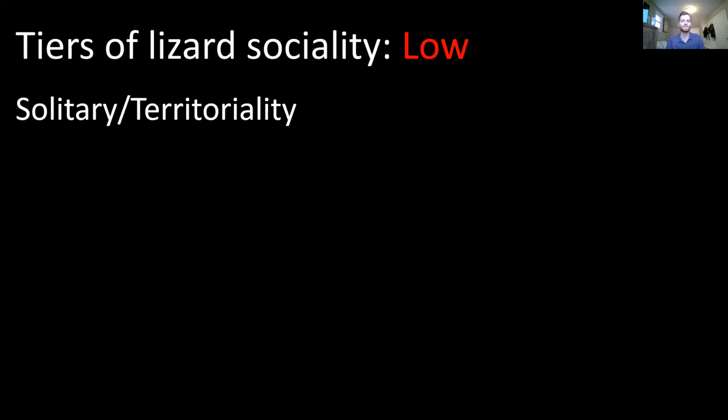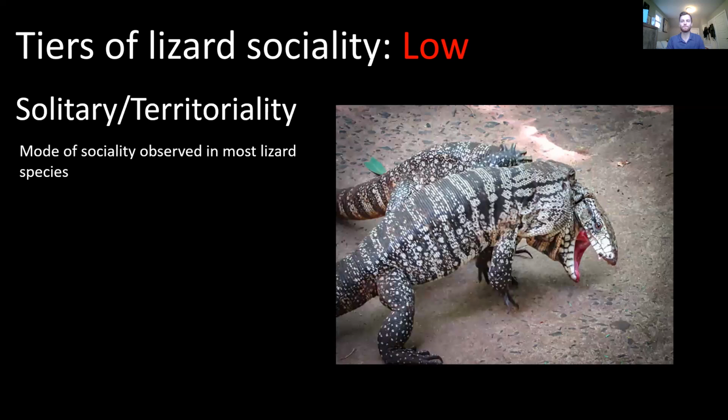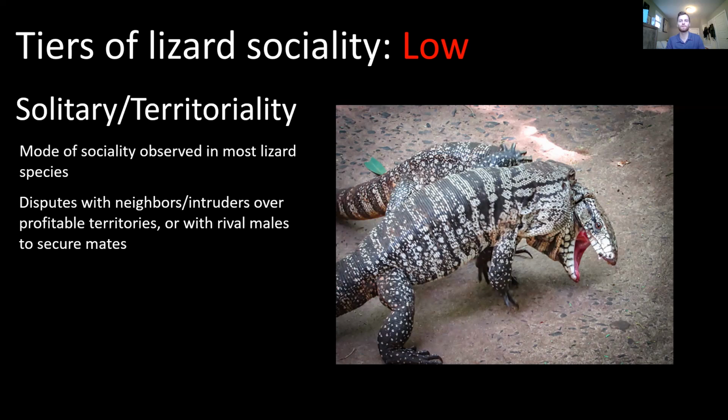So the first and lowest tier of sociality that we'll talk about today is species that aren't particularly social at all, species that are solitary and territorial. This is the most frequently observed state of sociality in lizards. Most lizards establish territories based on resource distribution or access to mates, or usually both, and then defend those territories from rival neighbors and intruders. This serves as the foundation for evolving dynamics like the dear enemy hypothesis or neighbor effects, which we learned about earlier this course in the context of salamanders.